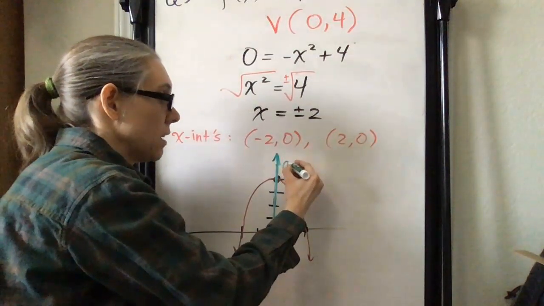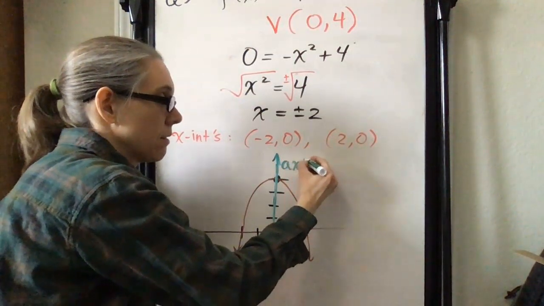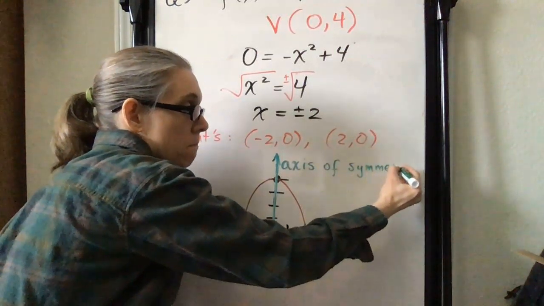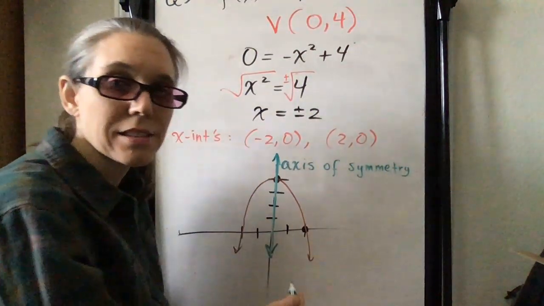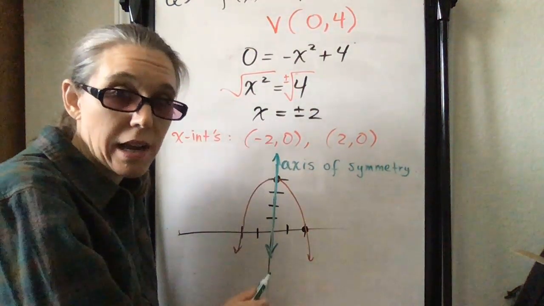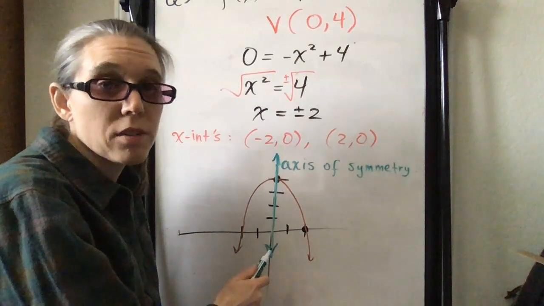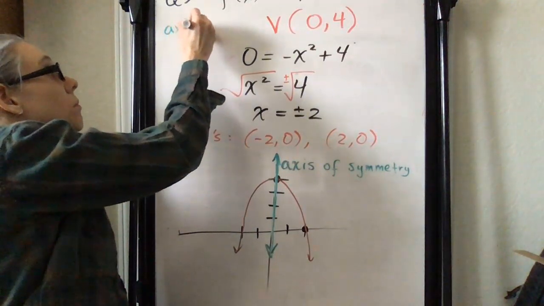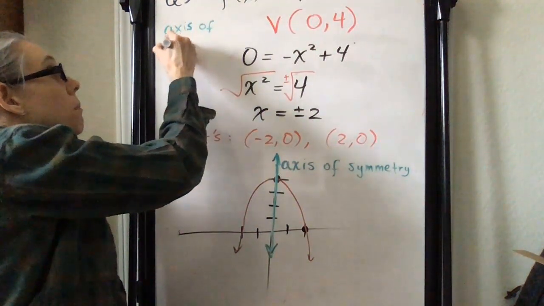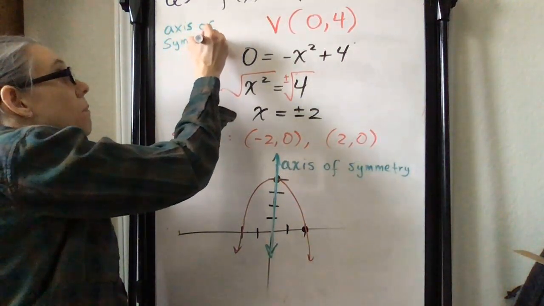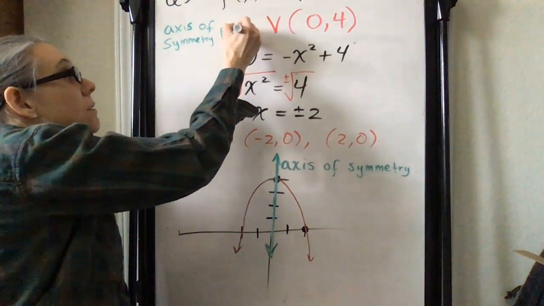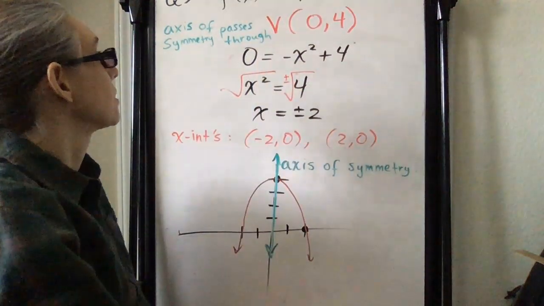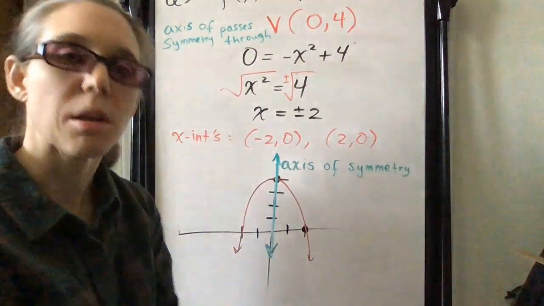This is what is called the axis of symmetry. The axis of symmetry is going to be a vertical line, and that vertical line will always pass through the vertex, okay? So the axis of symmetry passes through, okay, that does not look organized. That looks like axis of passes symmetry through. Let me try that again.